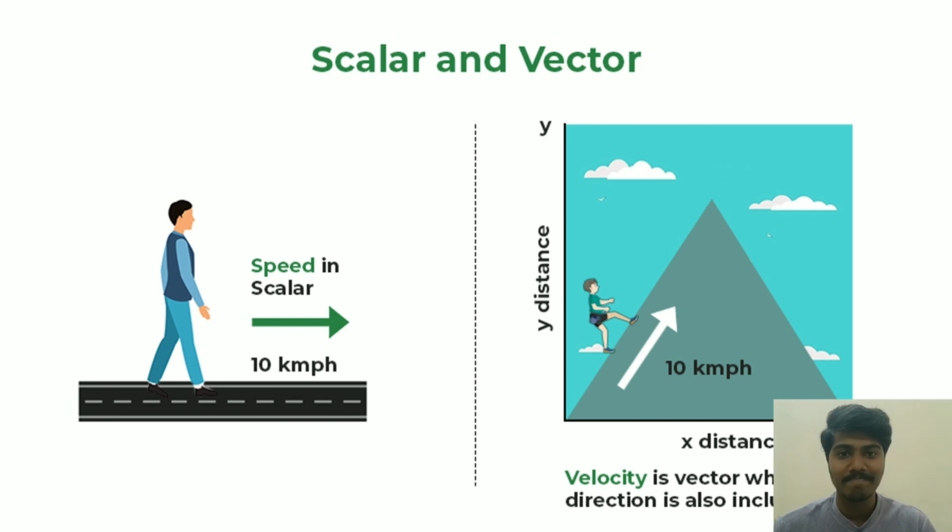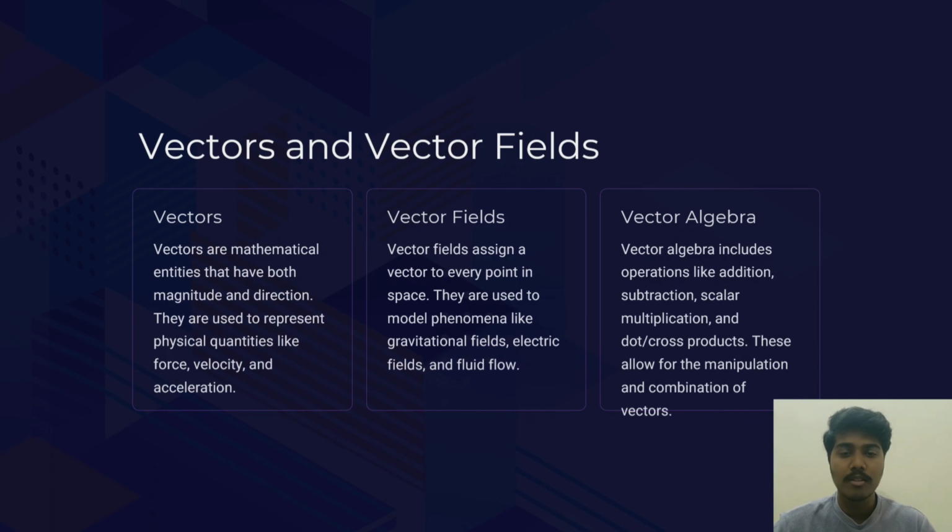So let's move on. Before moving on to vector calculus, first we need to understand the basics. It comes in two types, which are scalar and vector. What is scalar? Scalar means, for example, speed, which gives only the magnitude, not the direction. What is vector? Vector is like velocity. Velocity means the direction is also included, which we know as i cap, j cap, and k cap.